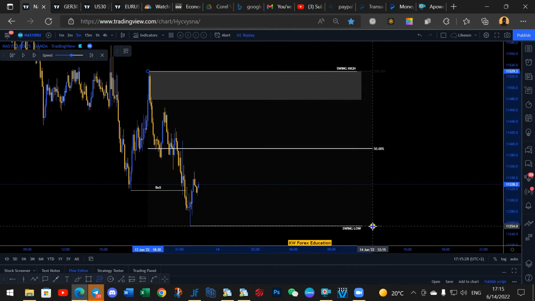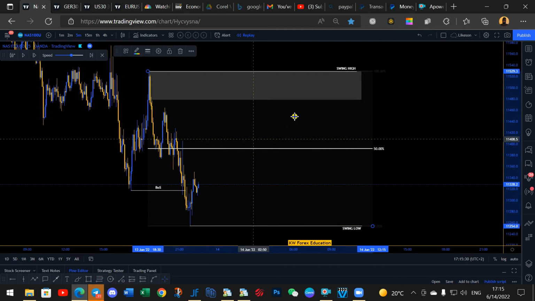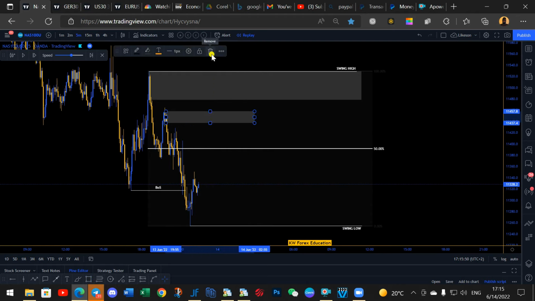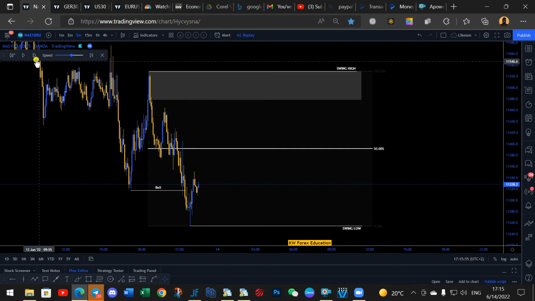When I do this, I want price to come above here, and with NAS100 it always goes for the extreme zones. That's why I've marked this one, and currently I'm not paying much attention to this order block here. This is also a valid order block, but I'm not going to pay attention to that one, given that NAS always likes going to those extreme zones.